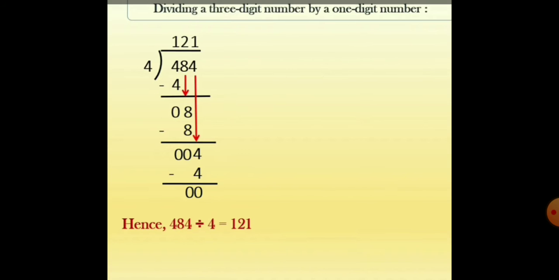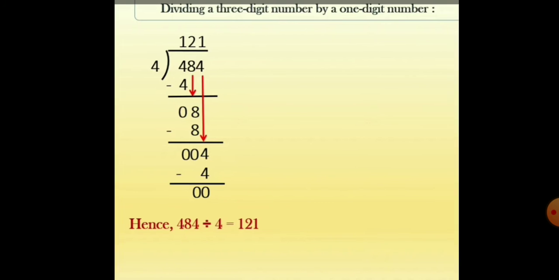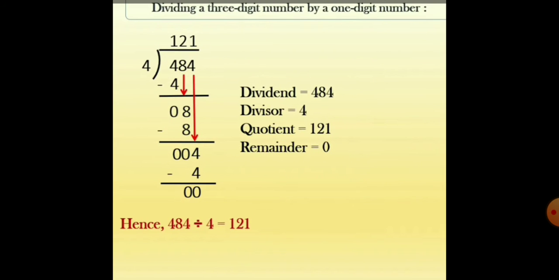So when I divide 484 by 4, my answer is 121. Okay, so how will you write it? As I explained orally, you have to write also. That is, dividend is 484, divisor is 4, quotient is 121, and the remainder is 0. So this was the basic 3-digit number division with a 1-digit number.